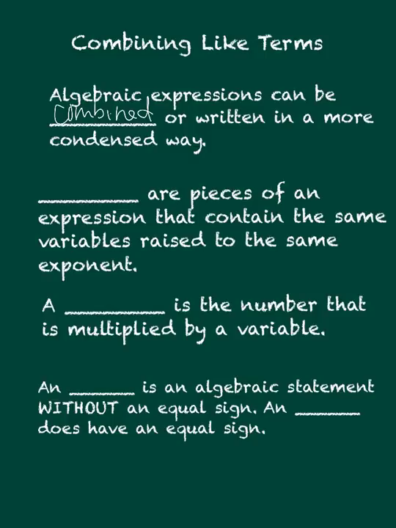The next one is like terms, which are pieces of an expression that contain the same variable raised to the same exponent. So let me give you an example. Say I have 3x and 3x squared. These are not like terms because even though I do have the same letter x in both of them, this one over here has an x squared, which is a different exponent.